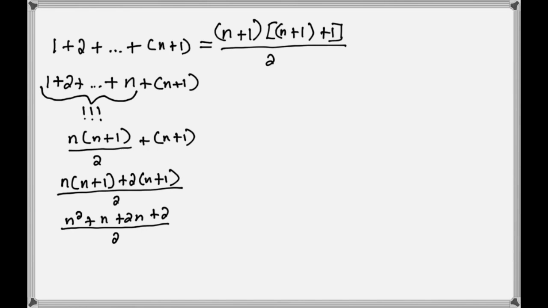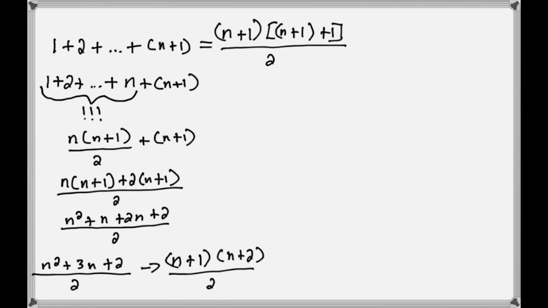Then we'll do a little bit of multiplication. I'll multiply the n times the n plus 1 term and the 2 times the n plus 1 term, and I end up with n squared plus n plus 2n plus 2 all over 2. Now, of course, we can combine the n and 2n terms into 3n, so we have n squared plus 3n plus 2 all over 2. And factoring that, we get n plus 1 times n plus 2 all over 2.